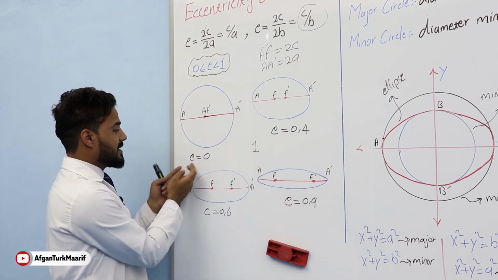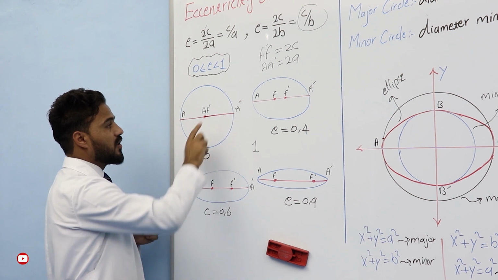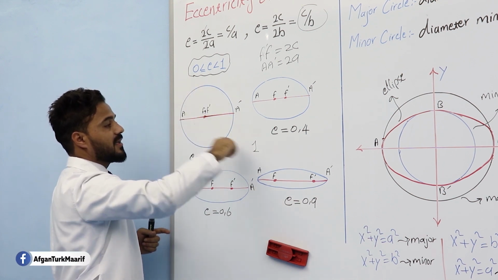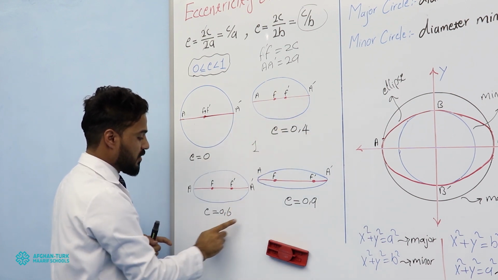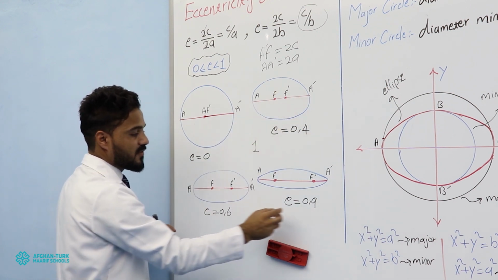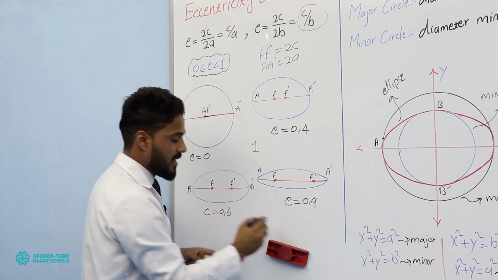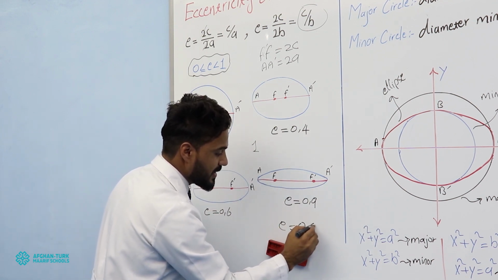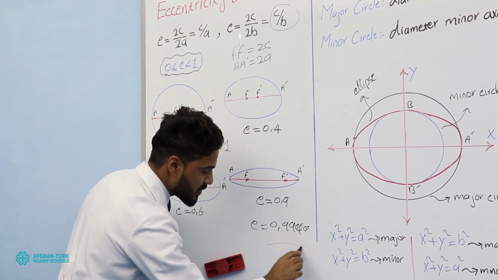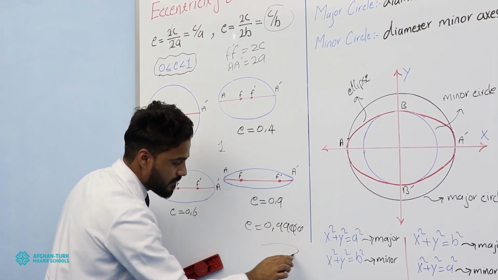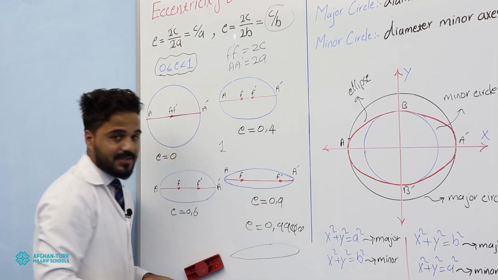In here you can see that we have eccentricity 0. We will have a shape like this, which is a circle. But in here we have eccentricity 0.4. We have a shape like this. For 0.6 we have like this. For 0.9 we have a shape like this. For E equal to 0.9999, we will have a shape closer to a straight line like this.